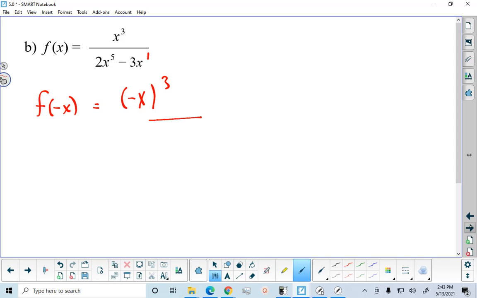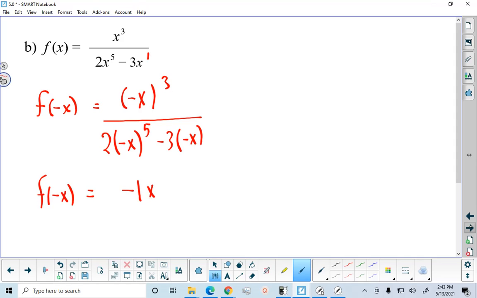Over 2 times negative x in brackets, quantity to the 5, minus 3 times negative x as a quantity. So we simplify all this. F of negative x, the numerator becomes negative 1 x cubed. We certainly don't have to write negative 1 x cubed. We could just write negative x cubed. Over, the denominator becomes negative 2x to the 5 plus 3x.